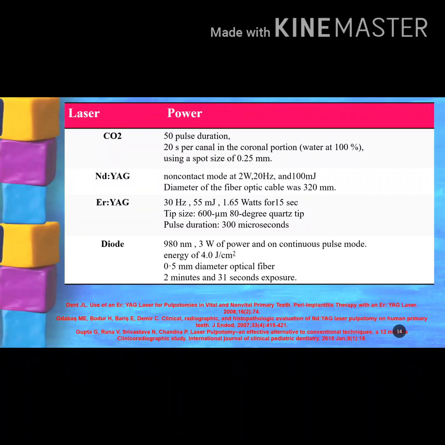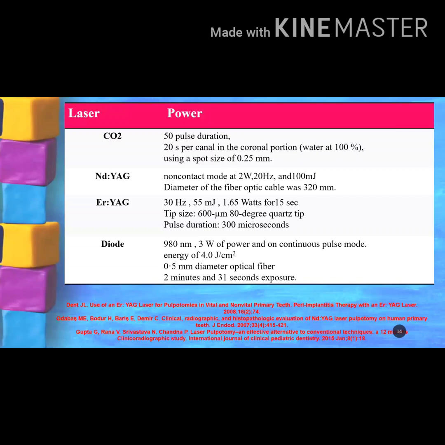Nd:YAG is used in non-contact mode, 2 volt, 20 hertz, and energy should be 100 microjoule, and diameter is 320 mm. Er:YAG is used at 30 hertz, 55 millijoule, and 1.65 volt for 15 seconds, and the diameter of the tip size should be 600 μm. And the pulse duration should be 300 microsecond.